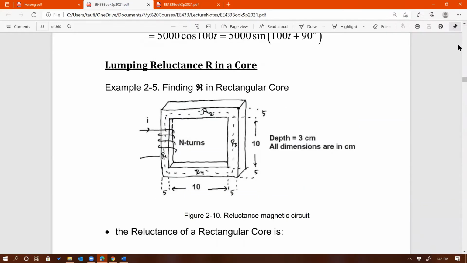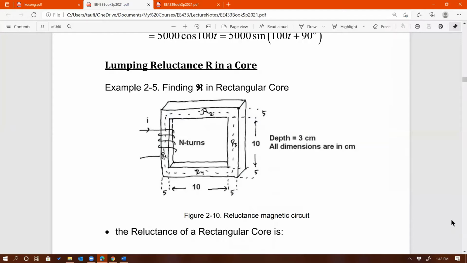Okay, we started chapter 2 last time, and we'll continue. Hopefully, we can finish chapter 2 today. Chapter 2 is mostly review on magnetic circuits. I'm going to do that part briefly, or not briefly, but fast.